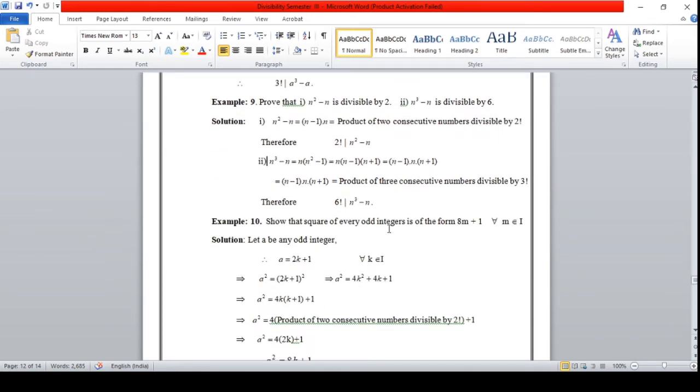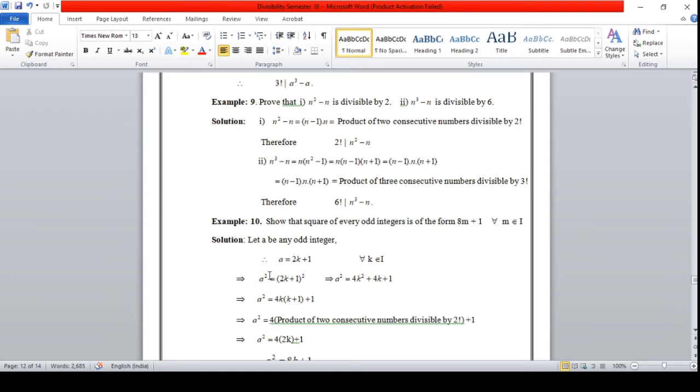Next example: prove that the square of every odd integer is of the form 8m plus 1. This is again different. We take the solution. Let a be any odd integer, and as already explained, a is equal to 2k plus 1, where k is an integer.